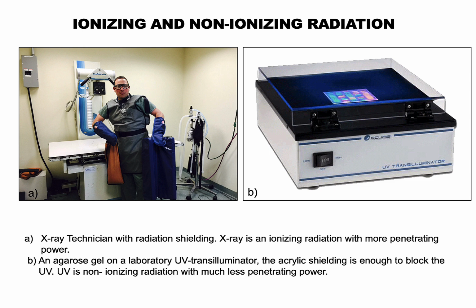This slide figure shows a photograph of an X-ray technician with radiation shielding. X-ray is an ionizing radiation with more penetrating power and requires proper shielding. On the right-hand side, you are seeing an agarose gel on a laboratory UV transilluminator. The acrylic shielding is enough to block the UV. UV is non-ionizing radiation with much less penetrating power.